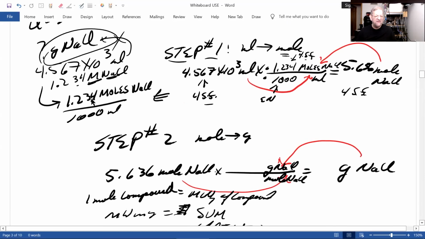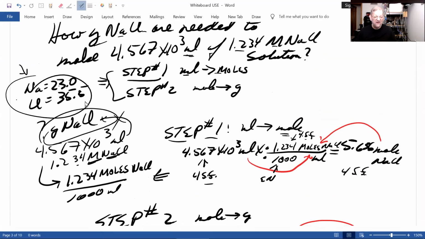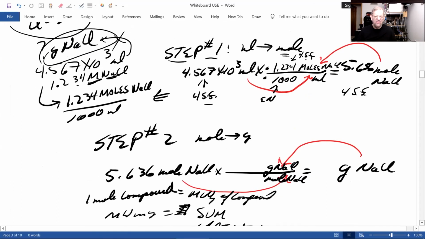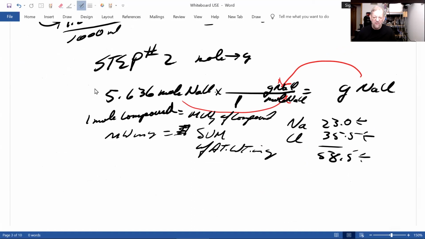And if we look here, I gave you those numbers, but you can find these from your periodic table, the atomic weight. Sodium chloride has 1 sodium, 1 chlorine, 23.0, 35.5, add them up, 58.5. Notice 1 past the decimal, 1 past the decimal, 1 past. So for every 1 mole, I have 58.5.